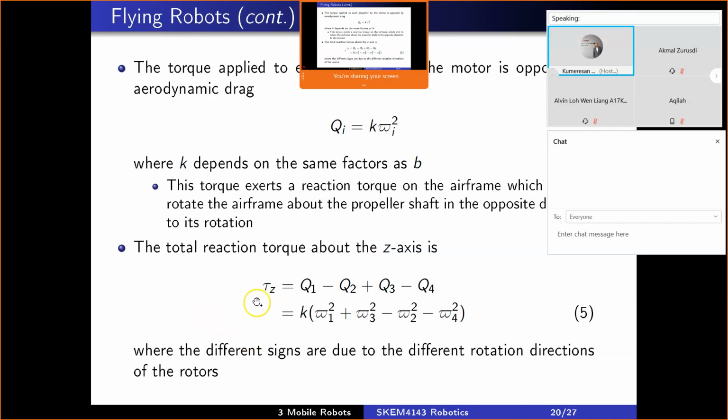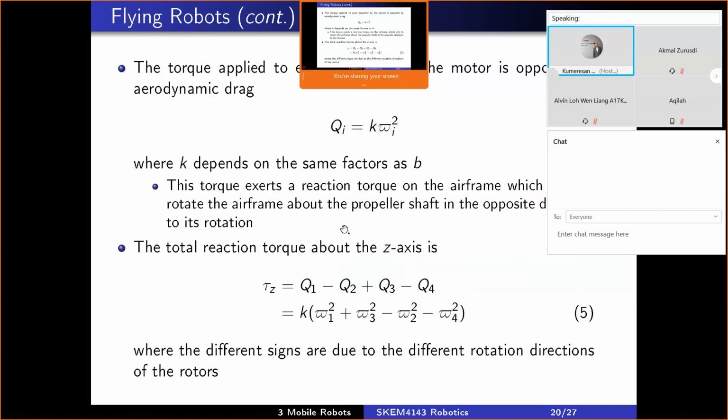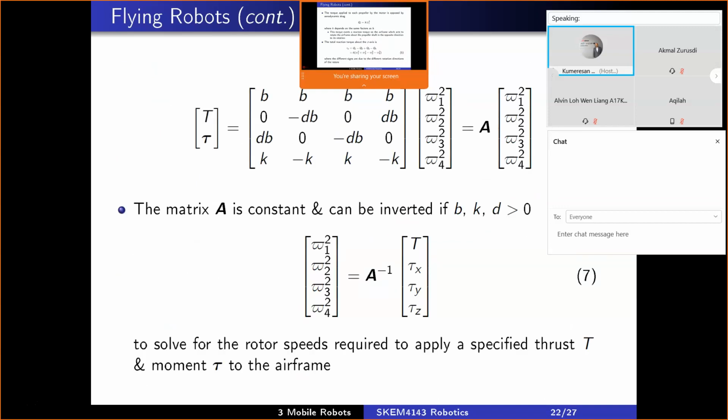So as I said earlier, tau z will cause the yaw motion, right? Next, what else? And then if you rearrange some of the equations that were provided earlier, you will come up with this matrix equation, right? And this matrix equation is useful when you want to find the rotor speeds that are required to apply a specified thrust and moment tau.